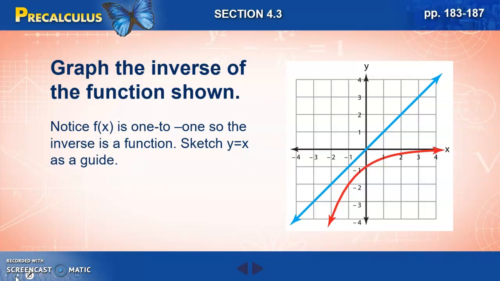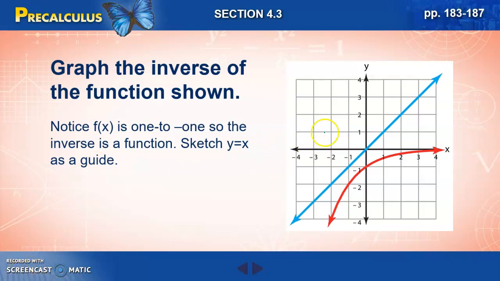Let's assume we don't know the equation of this function, this red line down here. We don't know what's happening. We just have this graph. But we can go ahead and sketch the inverse because of what we know. We know this blue line is our identity function, which is also the line of reflection. We know that our original function is one-to-one, so that tells us that our inverse will be a function. And we've got y equals x sketched here as our guide, as our line of reflection.